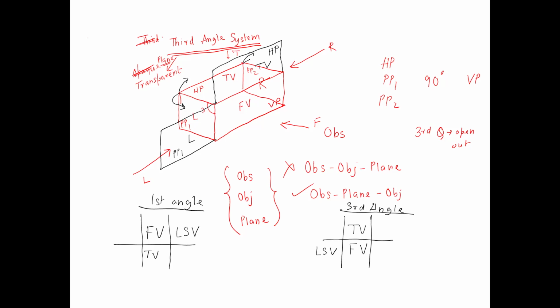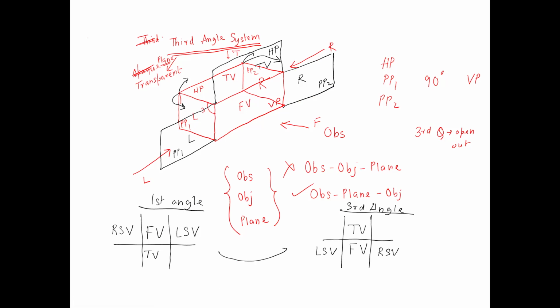Similarly, the profile plane 2, which is containing the right hand side view, it should rotate in this direction to allow the third quadrant to get opened out. So once the rotation of the profile plane 2 is complete through an angle of 90 degree, this will be the new position of profile plane 2 with the right hand side view in it. So you see, right hand side view in the final solution is on the right hand side of the front view, which was not the case in the first angle system. In the first angle system, right hand side view was lying on the left hand side of the front.